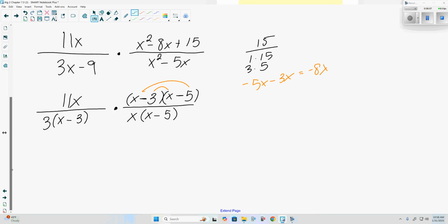Now really when we multiply, we're just putting everything together, yes? So really we can just connect those two lines. And our x minus 3 and x minus 3 will cancel. The x minus 5 and x minus 5 will cancel, leaving us with 11 over 3. And 11 over 3 doesn't reduce.